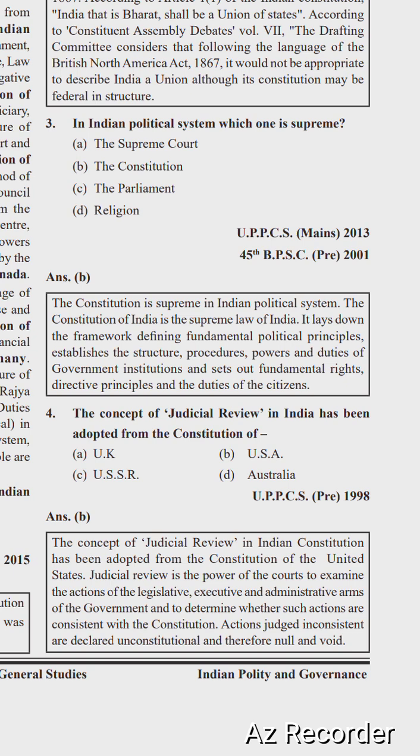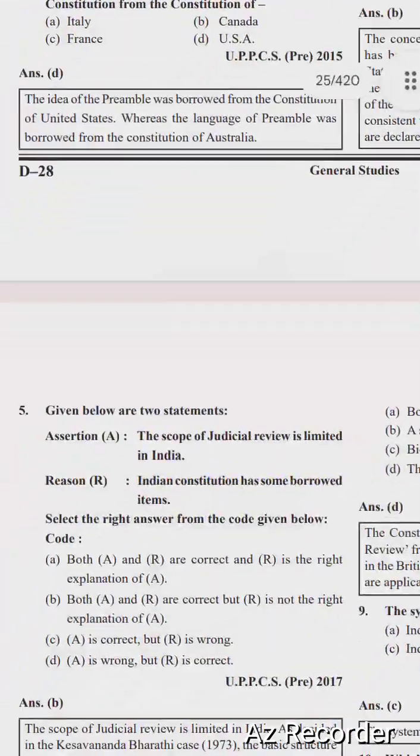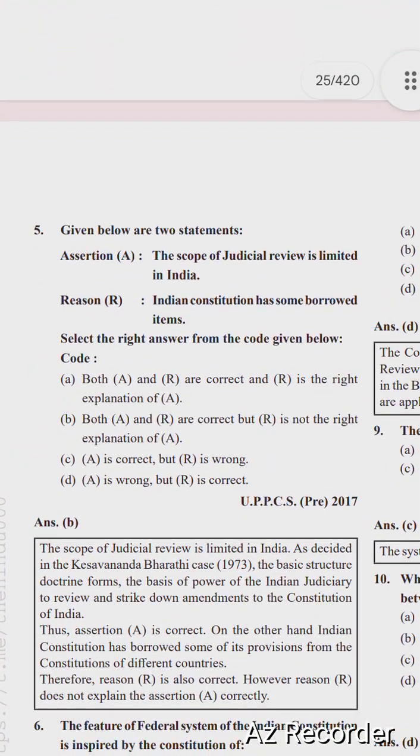Do they work in a consistent way or not? If these organs, legislative, executive and administrative, do not work in a consistent way, then judicial review declares them unconstitutional and therefore null and void. So the right option is option B, judicial review is derived from the USA Constitution.